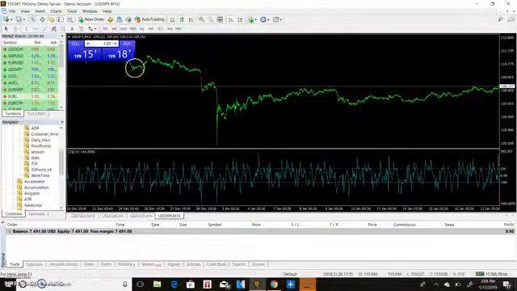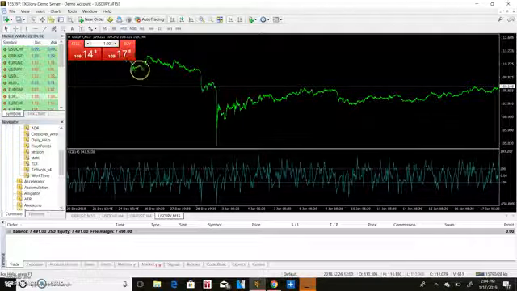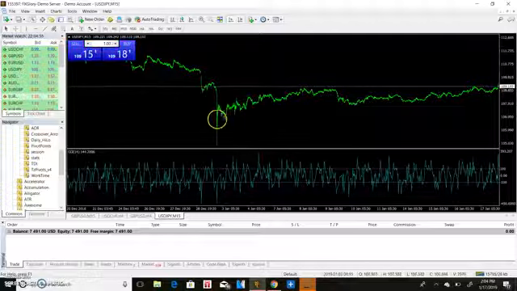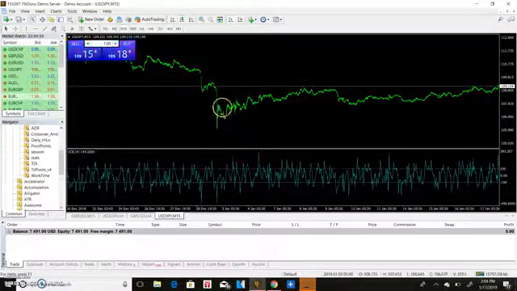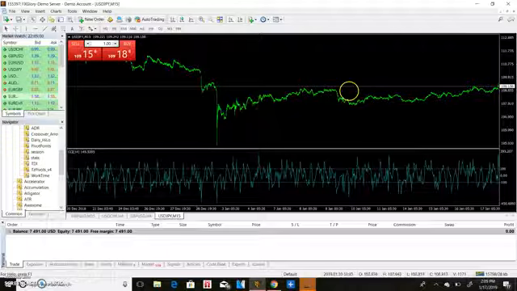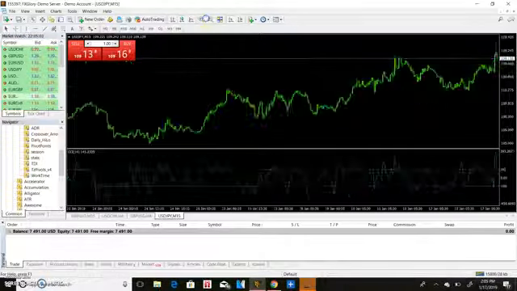Okay, so we see the market was in a downward trend right here, and then it rose back up. It retraced and rose back up. Okay, so now it's slightly in an upward trend right now, guys.